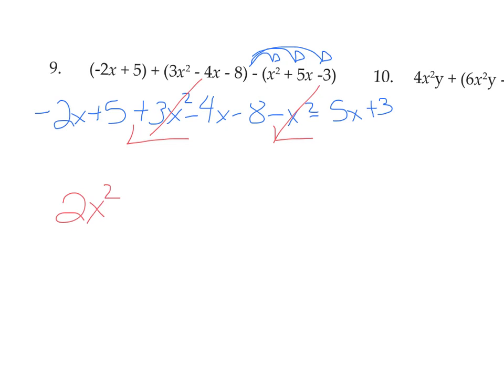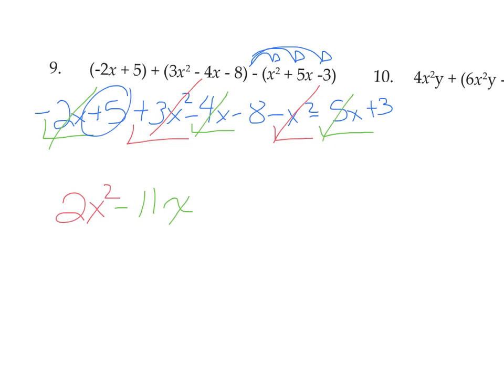Now the x terms. Negative 2x, negative 4x, negative 5x. So they're all negatives. So they're all going to come together and clump up. Negative 2 and negative 4 make negative 6, and negative 5 makes negative 11. So we have negative 11x. And now they're gone. And at the end, we just have the constants.